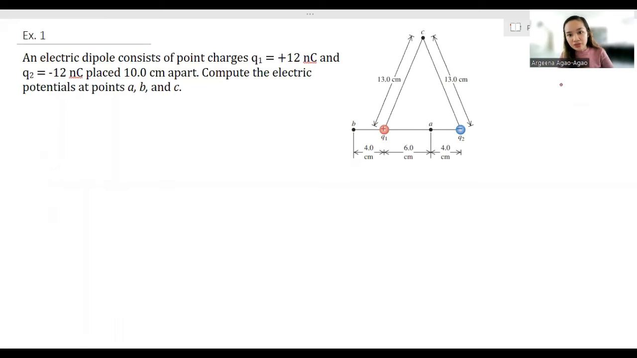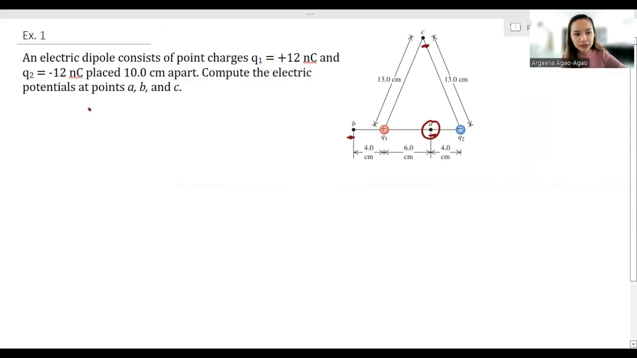So you can see here in the figure that we have two point charges. This is our Q1, the positive one, and Q2, the negative one. So these are points A, B, and C. So we are going to solve the electric potentials at these points.